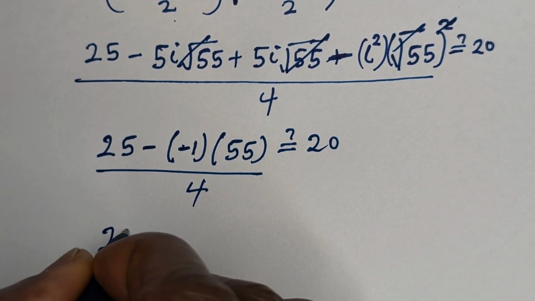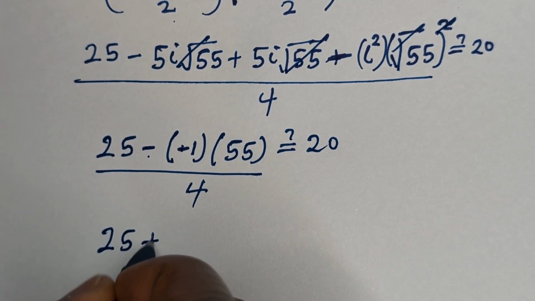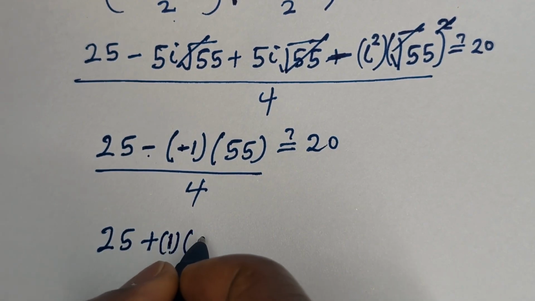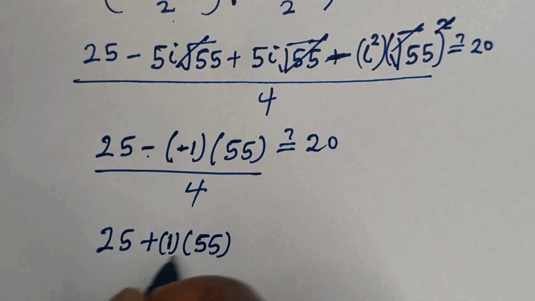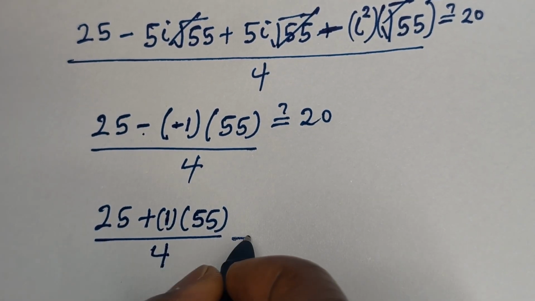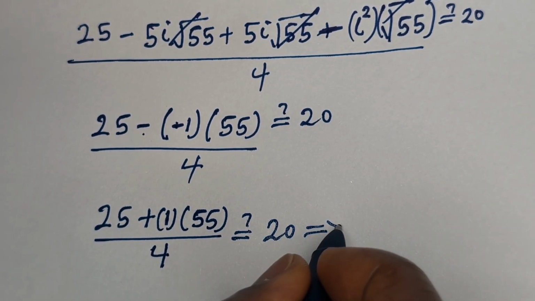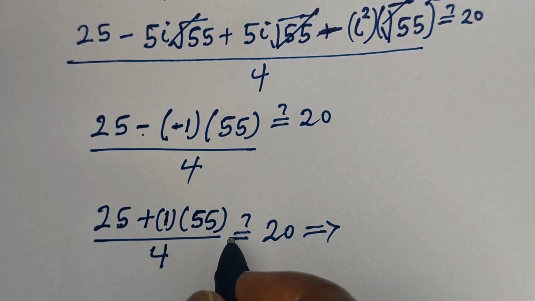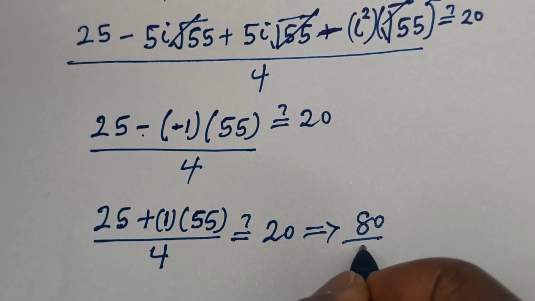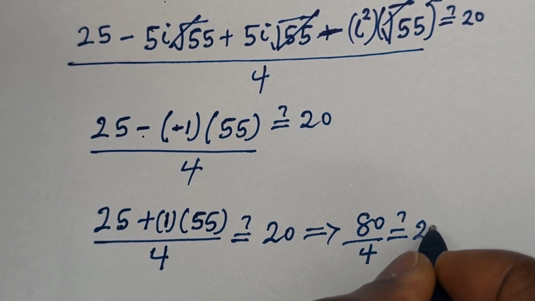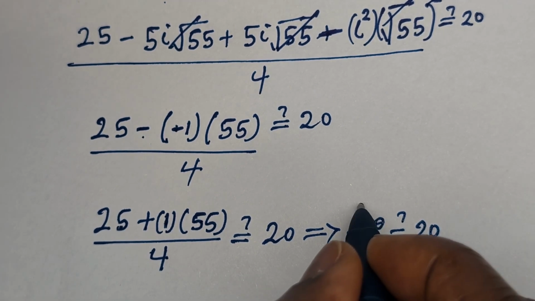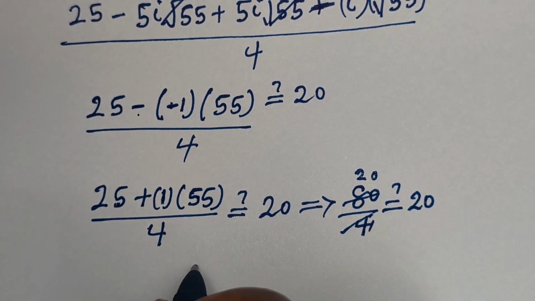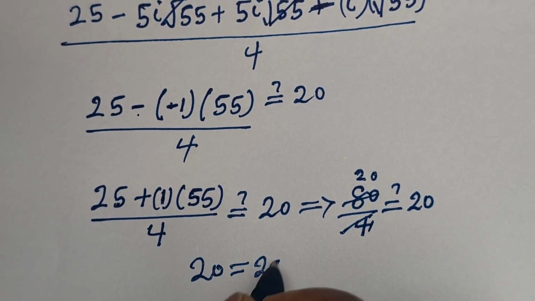Now this is 25, minus times minus 1, that will be plus 1, multiplied by 55 over 4, must be equal to 20. And this is the same thing as 25 plus 1 times 55, that is 55, that is 80 over 4, must be equal to 20. 4 here 1, 4 here 20, therefore the left hand side 20 is equal to the right hand side 20, which is true.